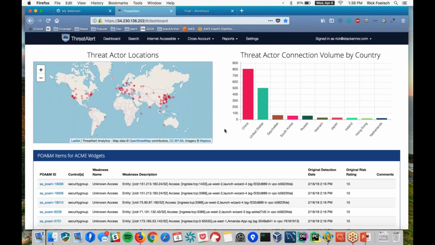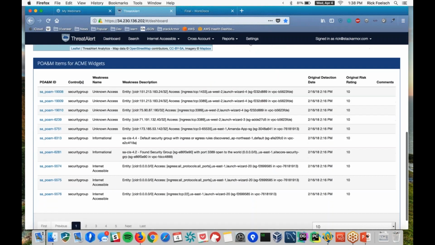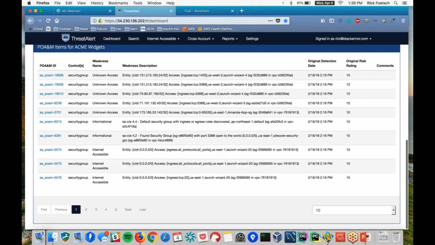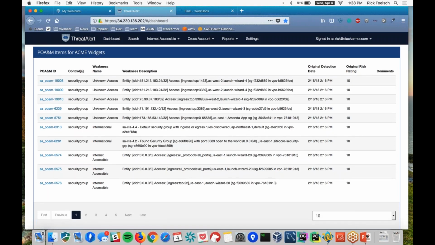And then, last but not least, my favorite is the POEM board. The POEM board is ranked by original detection date, and it lets you know where your problems are. And you go from there, you can prioritize what you need to deal with. And this is dynamic in nature, so once something is remediated or taken care of or justified, it goes away. So it's constantly up to date and letting you know exactly what you need to work on.